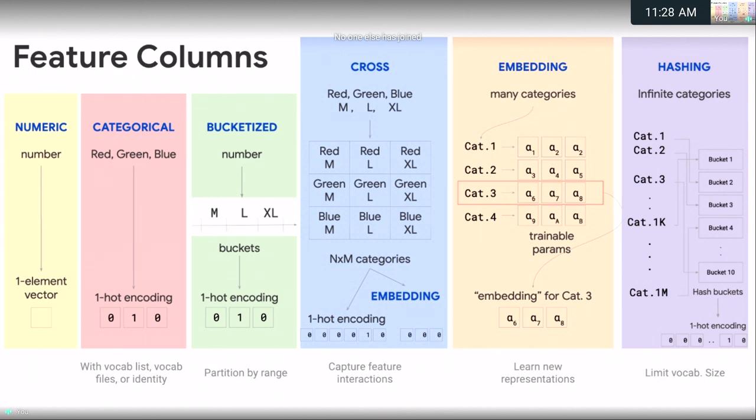The third option is that you have both of those. You have red, green, blue, and you have a t-shirt size. And rather than treat it as two separate inputs, you feature cross them. So now you have a separate input for red and large and a separate input for blue and large. Okay? So that's called feature crossing. And you can do this one-hot encoding, right? Or you can also do what's called embedding.